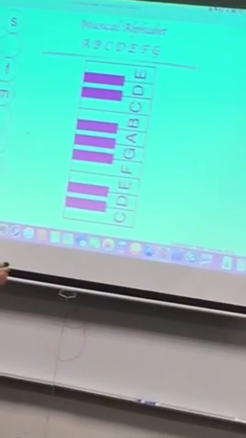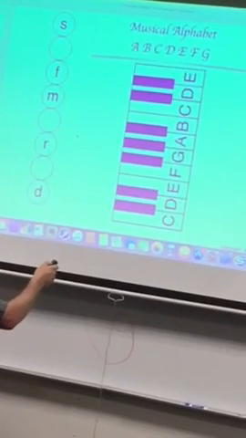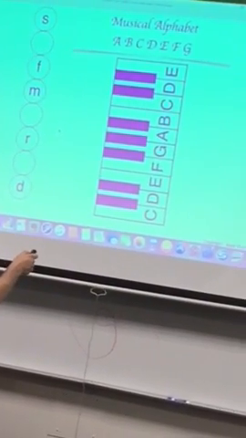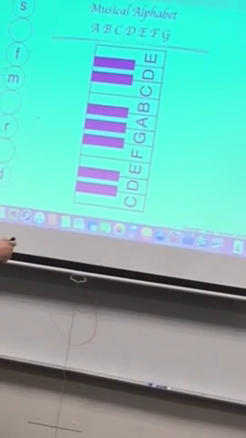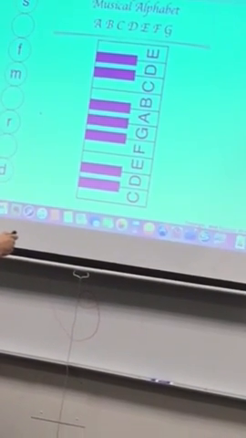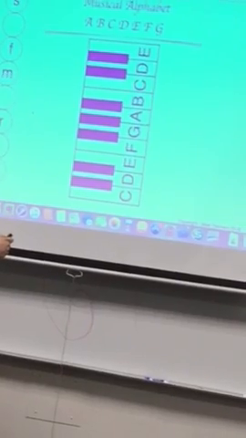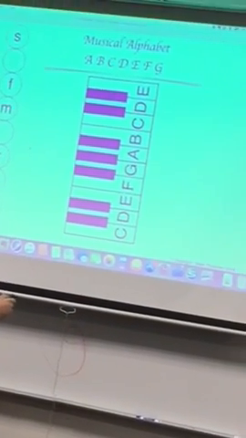So F to G is a whole step, G to A is a whole step, A to B flat is a half step. Just make it easier. We're gonna say A to B is a half step, and they think that's so funny. I don't know why it's so funny, but they think it's so funny. Okay, let's sing the whole thing.